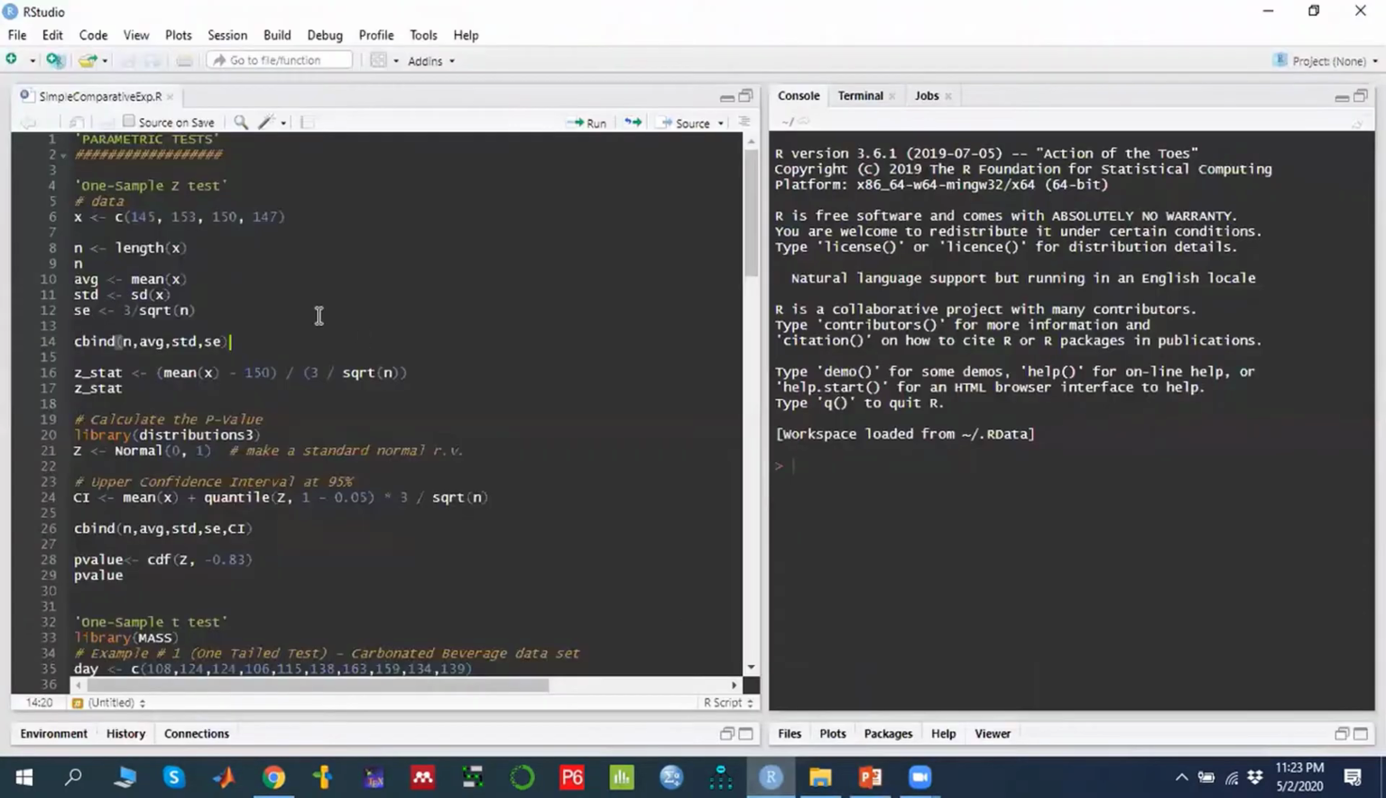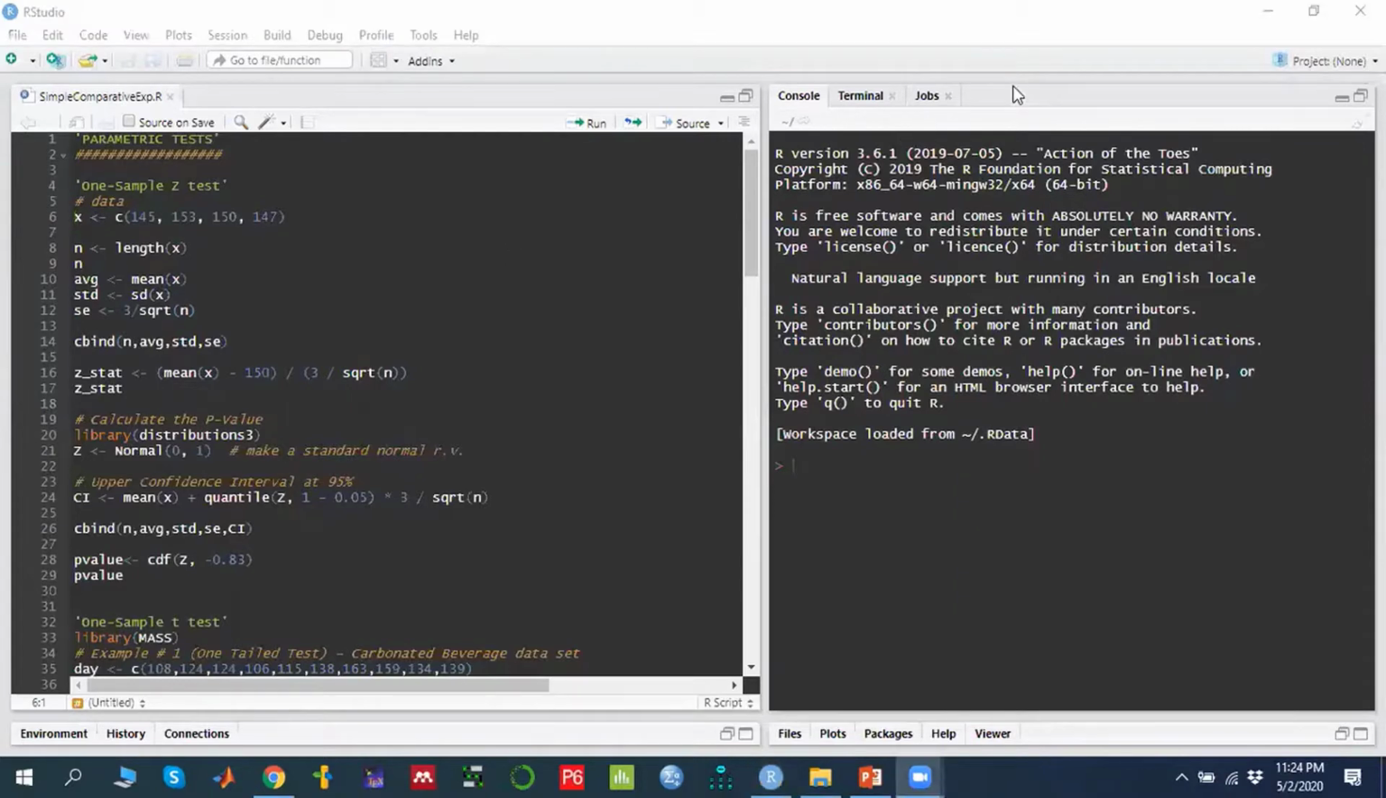So when I am using R, I'm hoping that everybody understands R Studio as well as R. If you don't have an understanding of R Studio, you can watch my videos on probability and statistics about the introduction to R. Right now I'm assuming that you are familiar with the interface of R as well as R Studio. So I am just starting with how we can perform the one sample z-test using R.